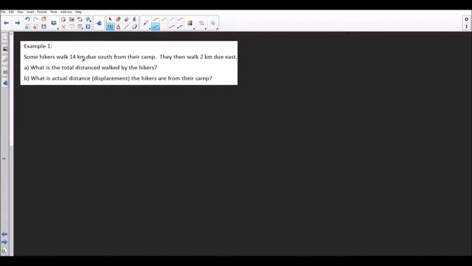Some hikers walk 14 kilometers due south from their camp. So let's see here. We can draw our arrow. It's going to be 14 kilometers. So that's due south, right? It's just down. They walk 2 kilometers due east. Okay, so 2 kilometers due east. A, what is the total distance walked by the hikers? For the total distance, all we have to do is add these up. So 14 plus 2 is equal to 16 kilometers.